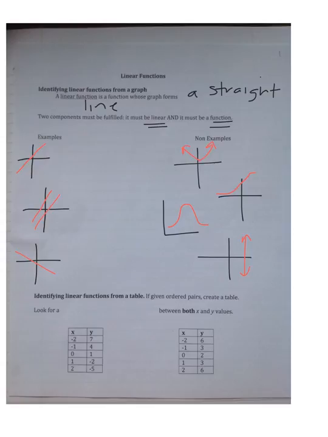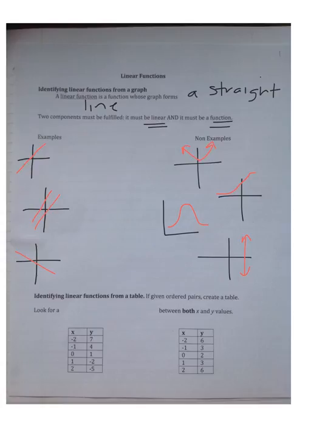This is what your page should look like. The first one is the absolute value function. It is not linear. The next two are curves, and the last one is a vertical line, and while it is linear, it is not a function because it doesn't pass the vertical line test. So this is how you would identify linear functions from a graph.